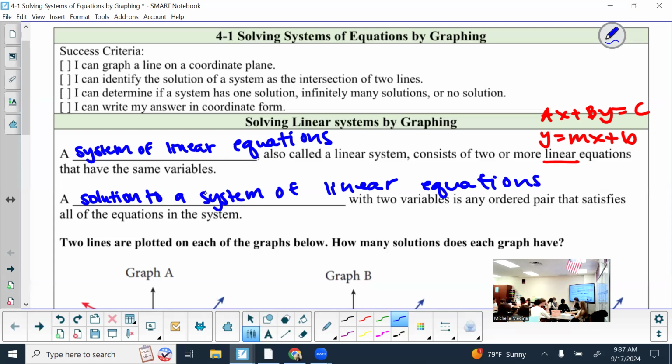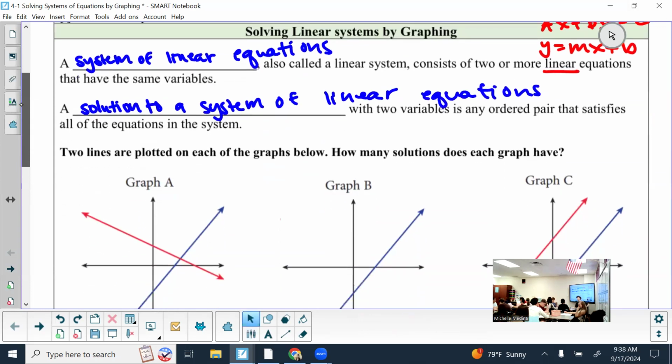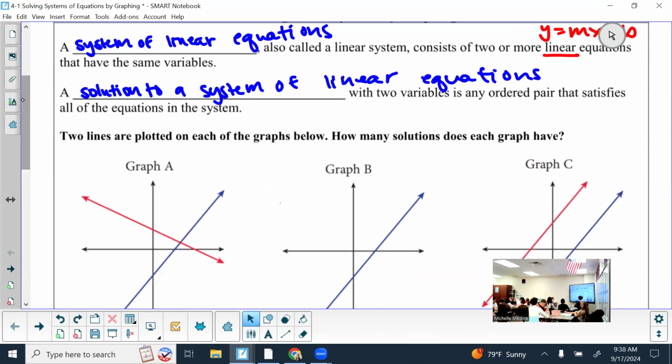The sentence is phrased a little weird, but just know the solution to a system is the ordered pair that makes both equations true. We just talked about it a few seconds ago, so let's see how much you remember. Table 6, how many solutions does graph A have? 1 solution. So here's our 1 solution example.